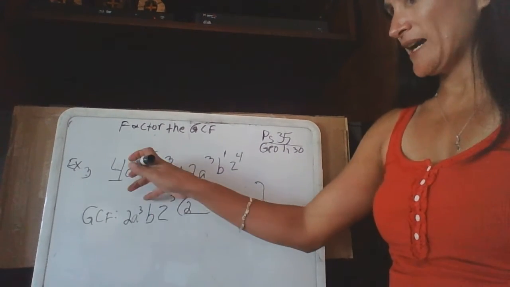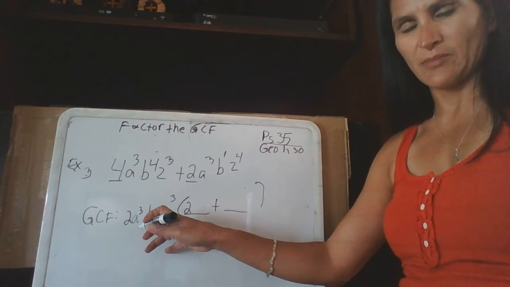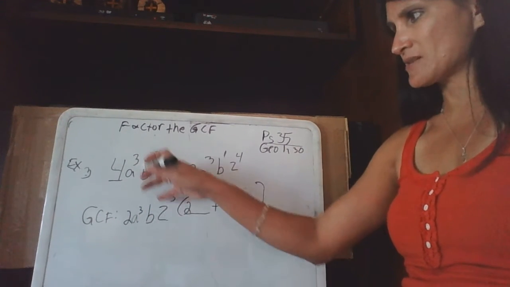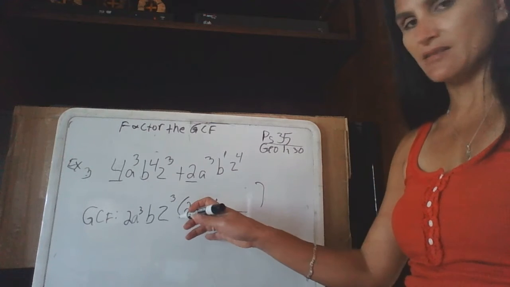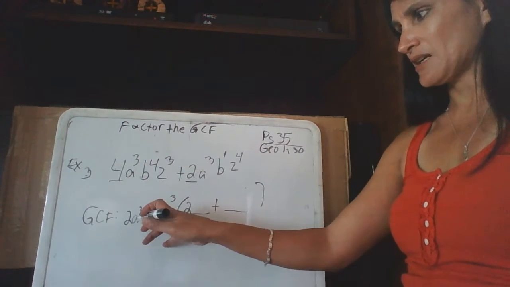And then I'm going to divide the a cubed and a cubed. And when you divide variables, you subtract their exponents. So 3 minus 3 would be a to the 0. A to the 0 means 1. So these are going to cancel out.